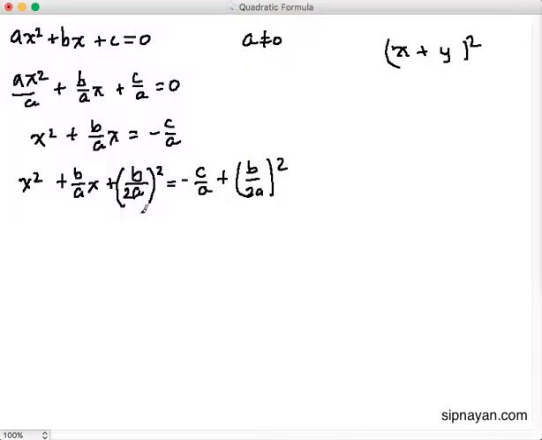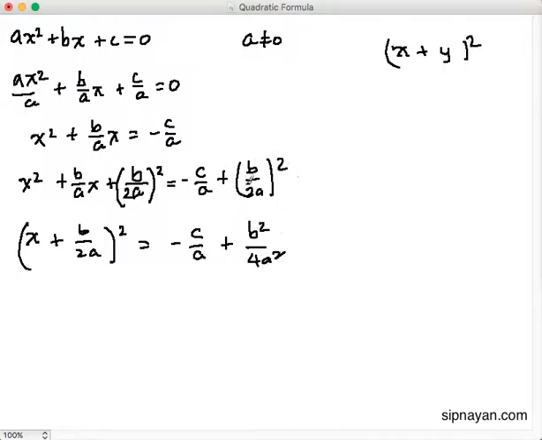So, para makuha yung this form, no? Yung binomial square form nito, we get the square root of the first term and then we get the square root of the last term. So, b over 2a, no? Square root niya. Kasi may squared na siya. And then, we square is equal to negative c over a plus b squared over 4a squared, no? Sinimplify ko na to, in-square ko na siya. So, then, we simplify this one.